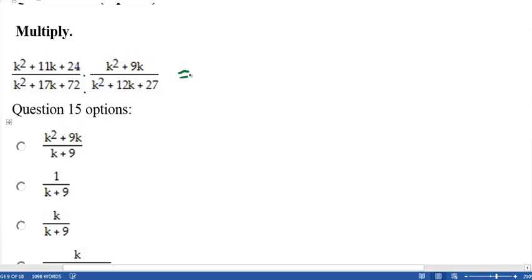Since the leading coefficient of the first one is 1, we can use the shortcut. So we look for the factors of 24. What multiplies to equal 24 and adds to 11? That would be 8 and 3. So that would factor to k plus 8 over k plus 3.